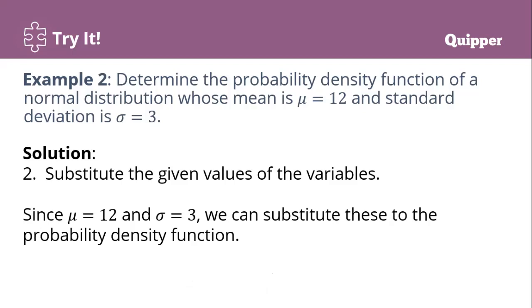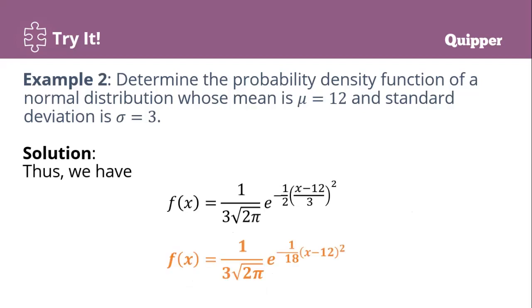So substitute the given values of the variable. Since mean is 12 and standard deviation is 3, we can substitute. So substitute na ta, class, muna siya. 1 over 3 times square root of 2 pi, e to the 1 over 18, then x, since wala man, and the mean is 12, so x minus 12 squared over the standard deviation, which is 3.